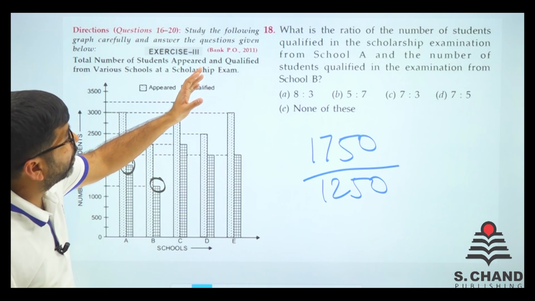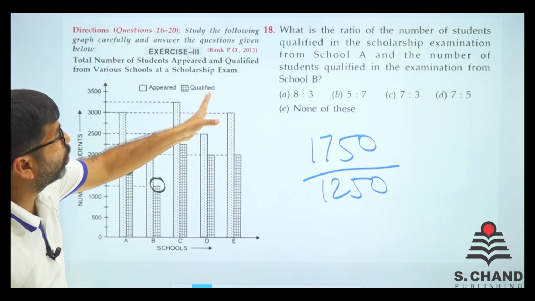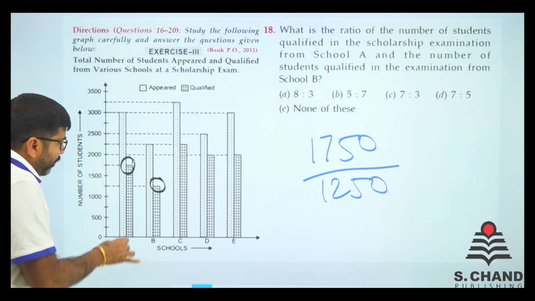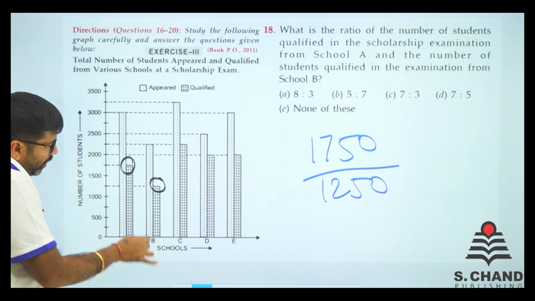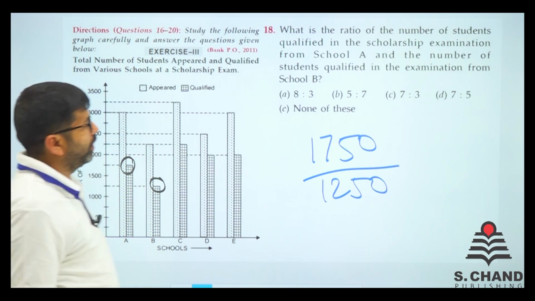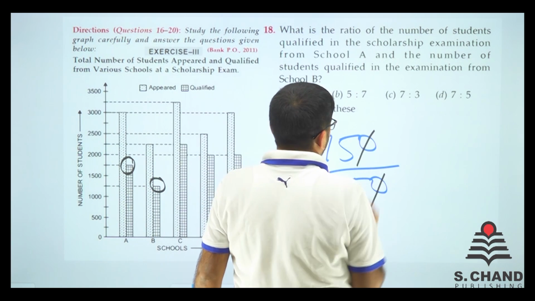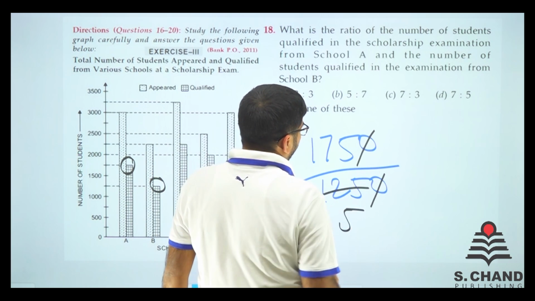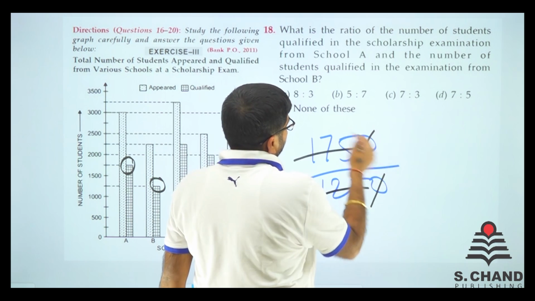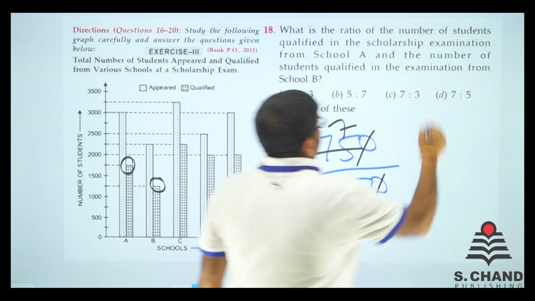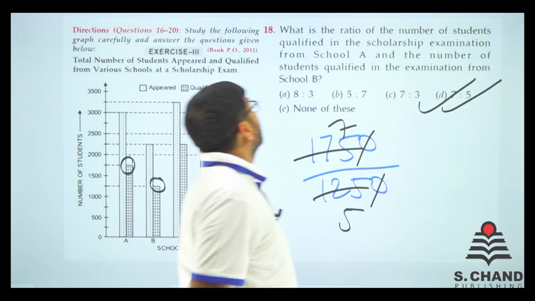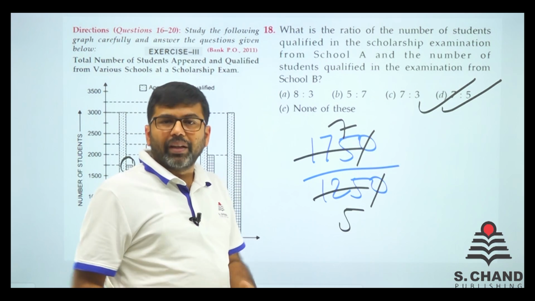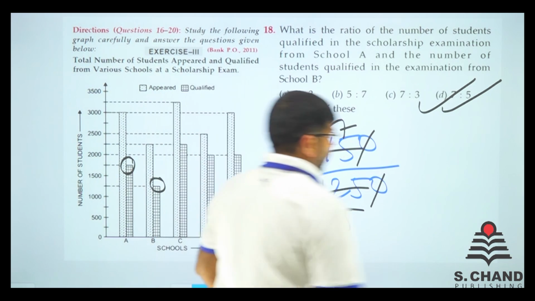We are given qualified from A to the qualified from B. So qualified from A is 1750. Qualified from B is 1250. So simply cut these two. 25 into 5 and 25 is to 7. So 7 is to 5 is the answer, not 5 is to 7. So question number 18, the answer is D for Delhi. Let's move on to the next question.